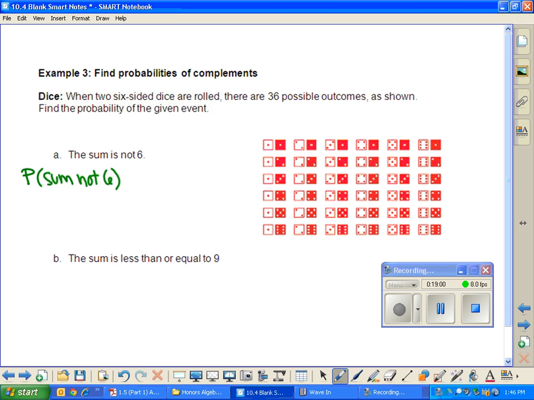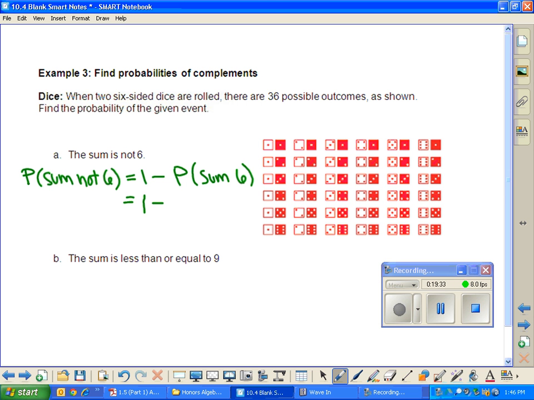So to do this, it's probably easier if we do 1 minus. That's the point of this: we're not looking for the probability of the sum not being 6. We're taking 1 minus the probability that it is 6. So, probability sum is 6. Right? Because those two things are complements. Probability of the sum not being 6, well, everything else is when the sum is 6. All right.